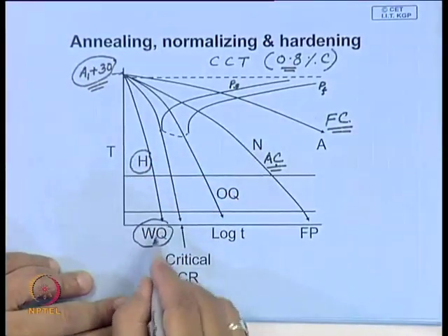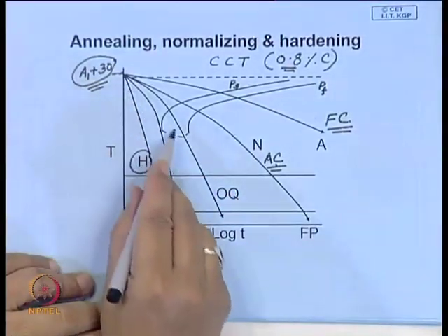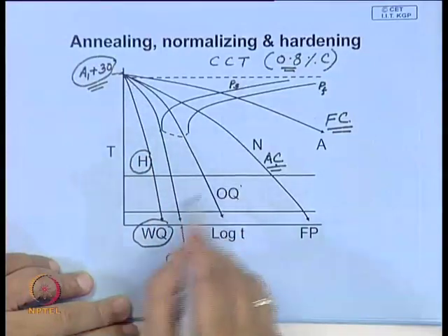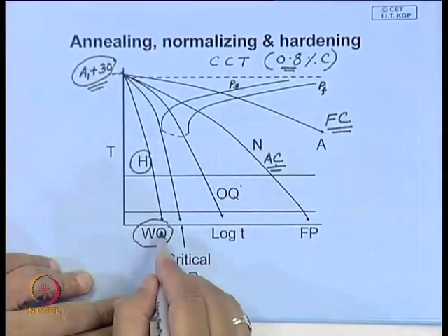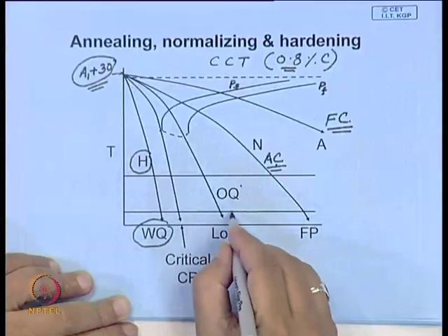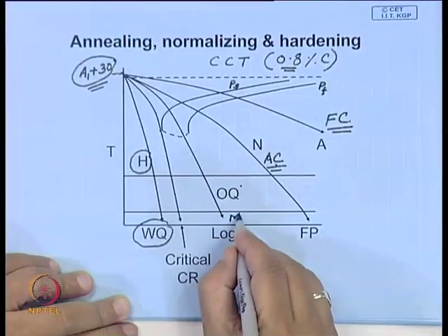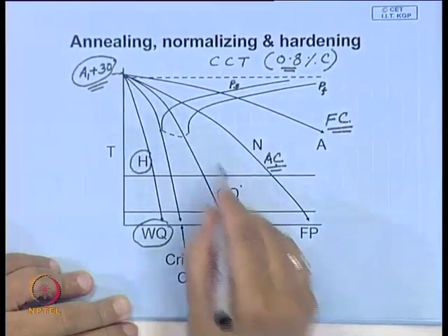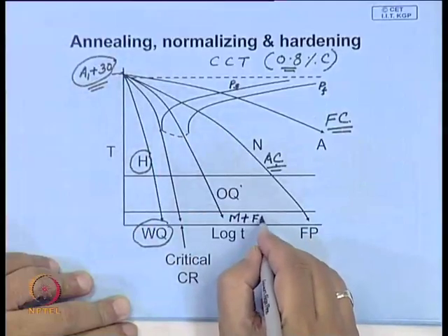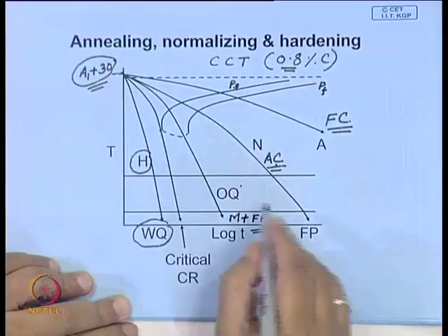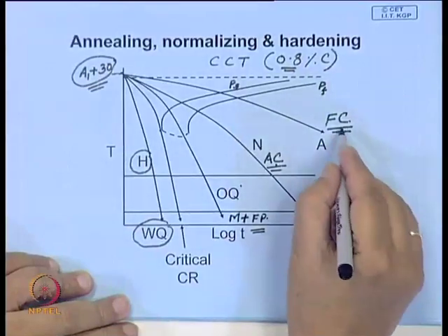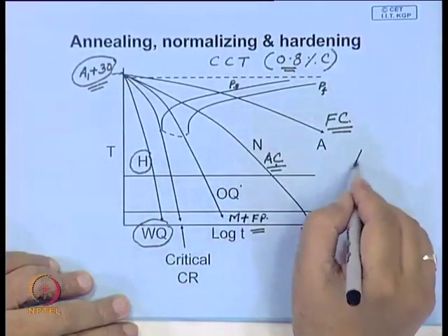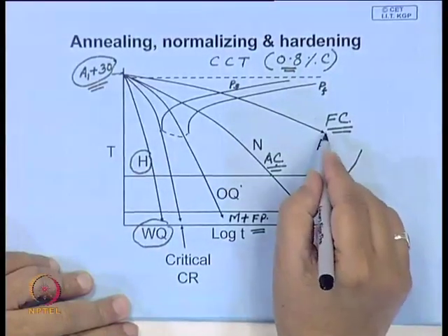Say water quenching, and maybe if you quench in oil, you may not be able to attain that kind of a cooling rate. Then you get a mixed structure which will be martensite plus fine pearlite. And as you go this way, you will find the structure becomes finer and strength goes on increasing.